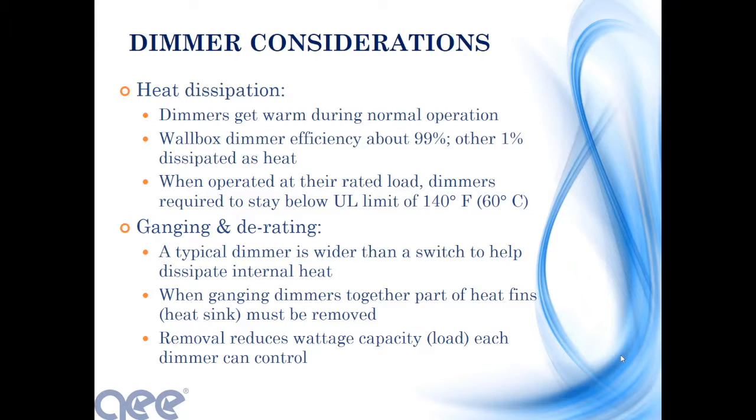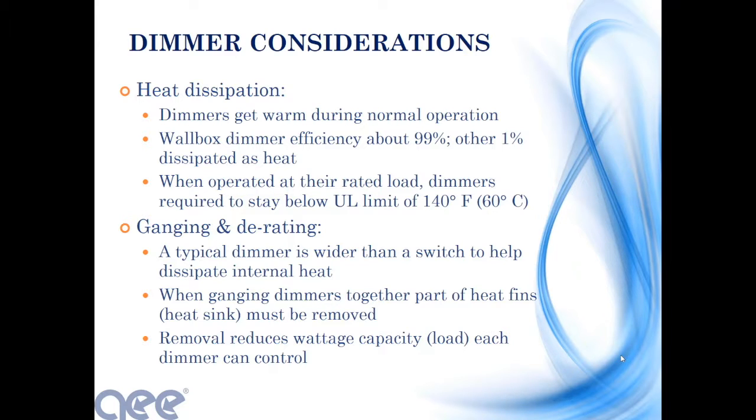So some dimmer considerations. Heat dissipation. Dimmers get warm during normal operation. The wallbox dimmer efficiency is about 99%. The other 1% is dissipated by heat. When we operate the dimmer at their rated load, the dimmers are required to stay below the UL limit of 140 degrees F.